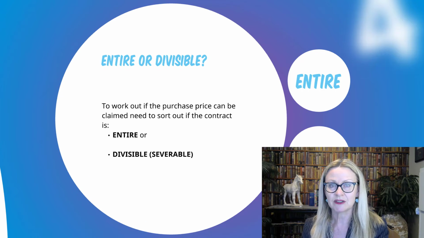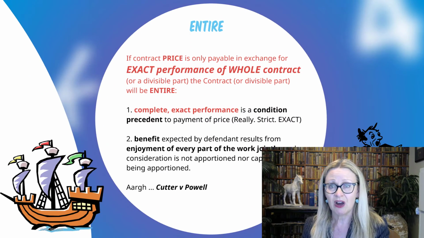The next thing to work out for your client that has underperformed is whether the contract is entire or divisible, and this is the big ticket item here. If your client finds themselves locked into an entire contract, it means that the contract price is only payable in exchange for exact performance of the whole contract. Nothing less will do. Courts generally don't like to interpret a contract as being entire, and they'll normally demand these two conditions be present somewhere in the factual matrix.